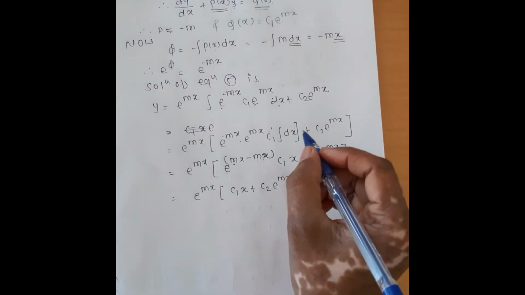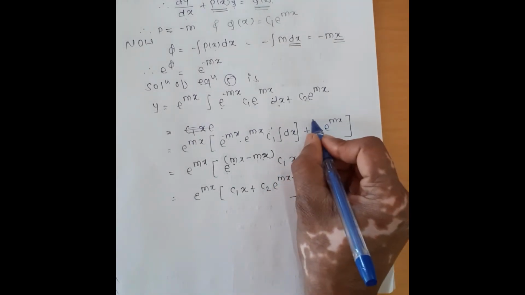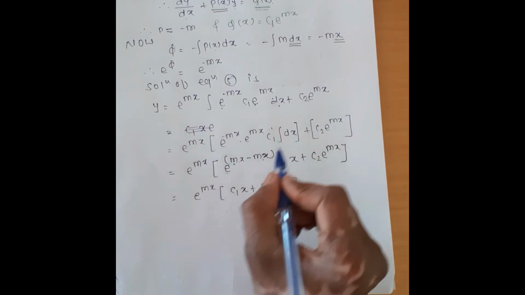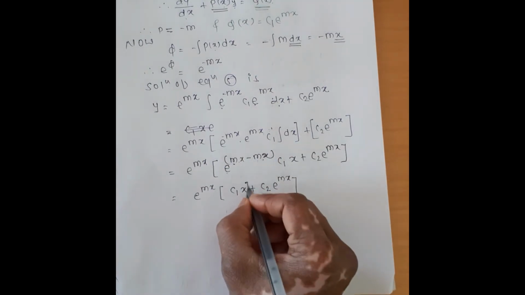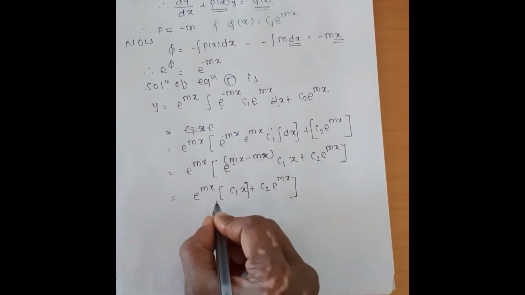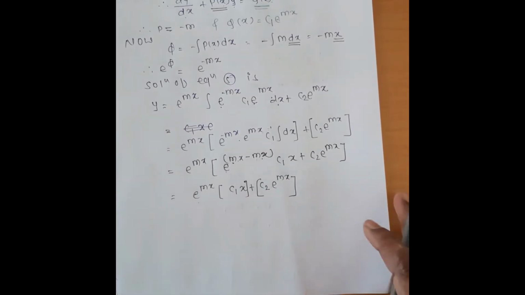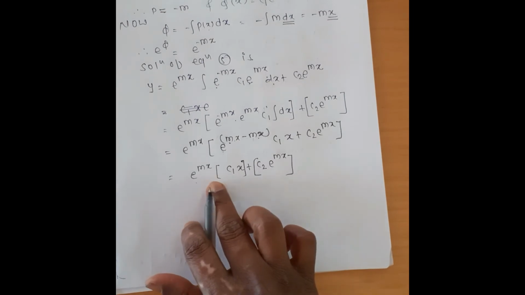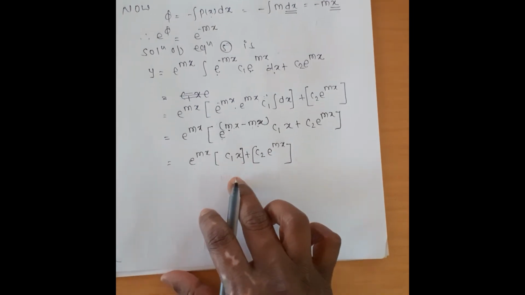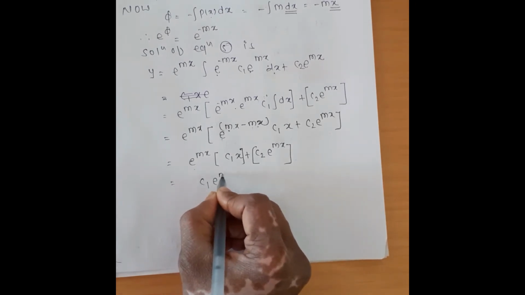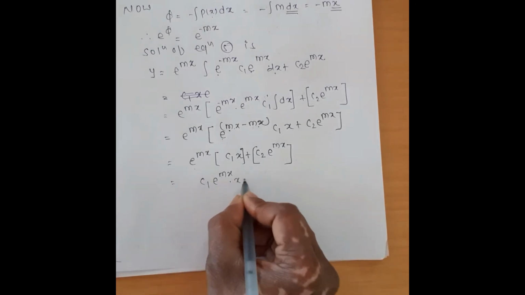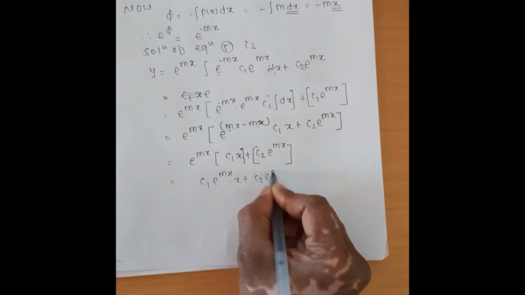So there is a bracket mistake here. This is a different thing and this is a different thing. So here only c1 is multiplied with e raised to mx, only this factor. Okay, so this is different and this is also different. So the remaining term is what? That will be e raised to mx c1 e raised to mx into x plus c2 e raised to mx.